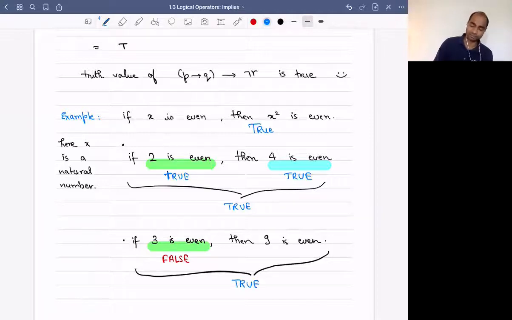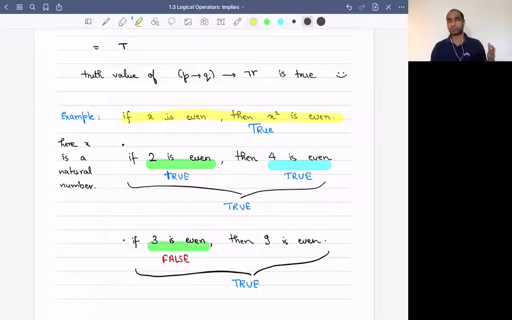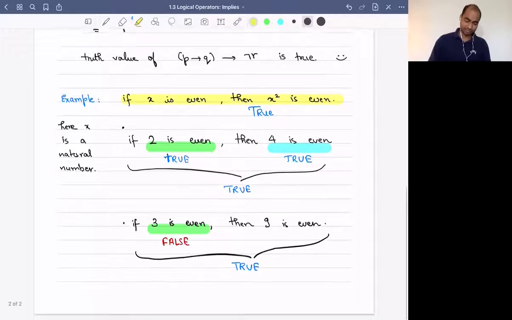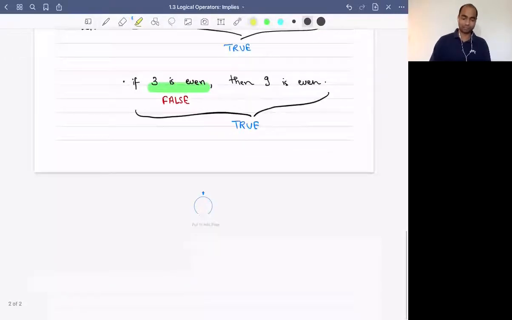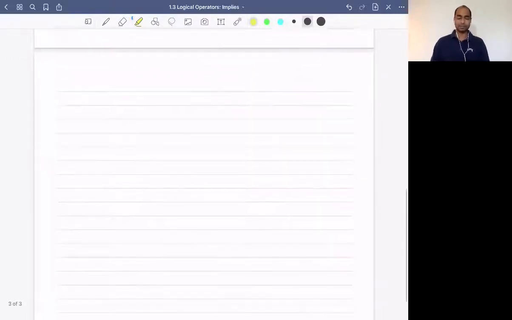And this justifies why the statement, if x is even, then x squared is even, is true for all x, no matter what x is, whether it's even or odd. So this is how implication shows up in mathematics. And you need to be careful of the fact that if the hypothesis is false, then the statement is true. It doesn't matter what the conclusion is. All right, so that is something about implication.